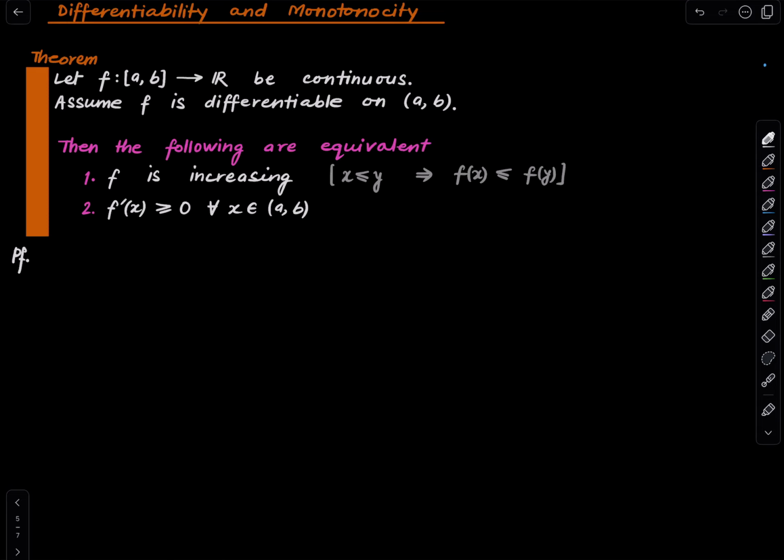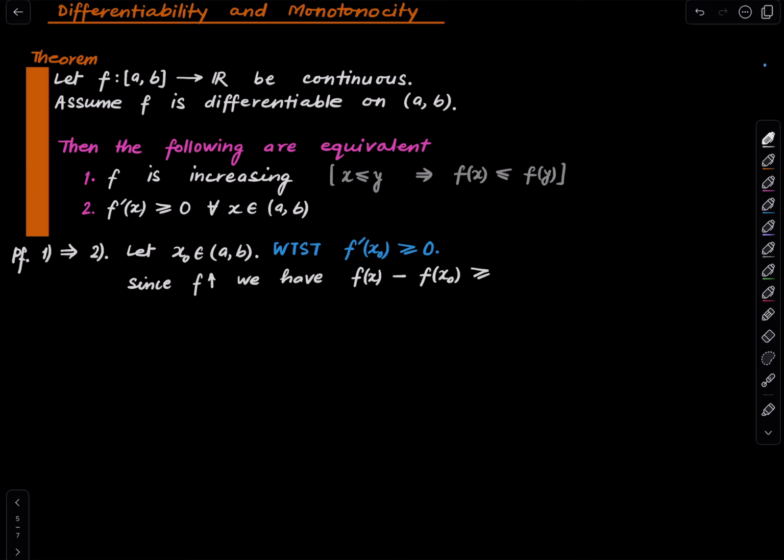So first, 1 implies 2. So fix some point x naught in the interior. And we want to show that this is the case. So let me write it. So want to show that this is the case. But now since f is increasing, we have this is the case for all x greater than or equal to x naught, and of course in the domain. So this I just simply don't need to write because of context.